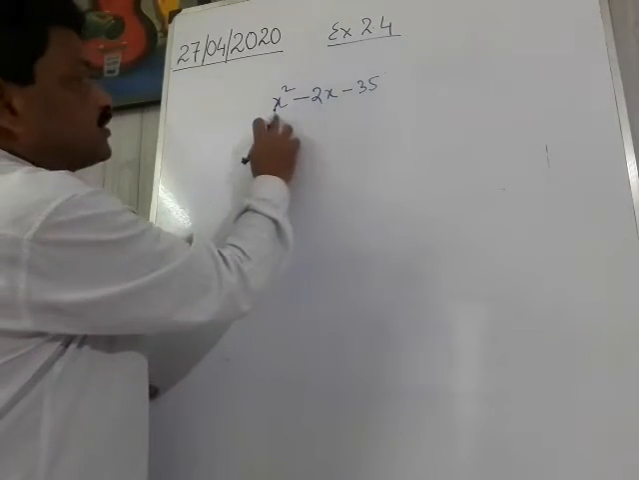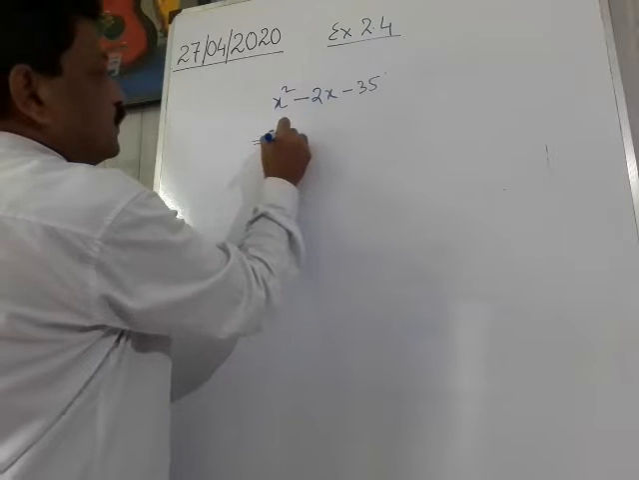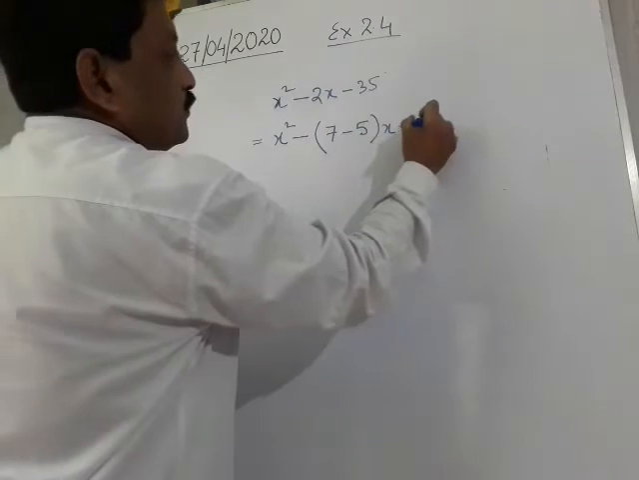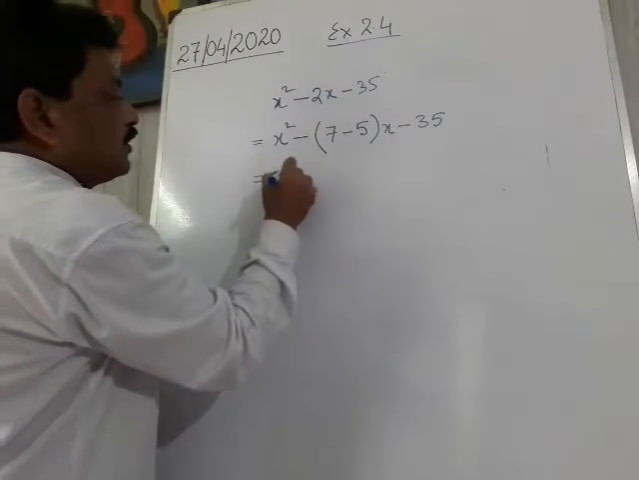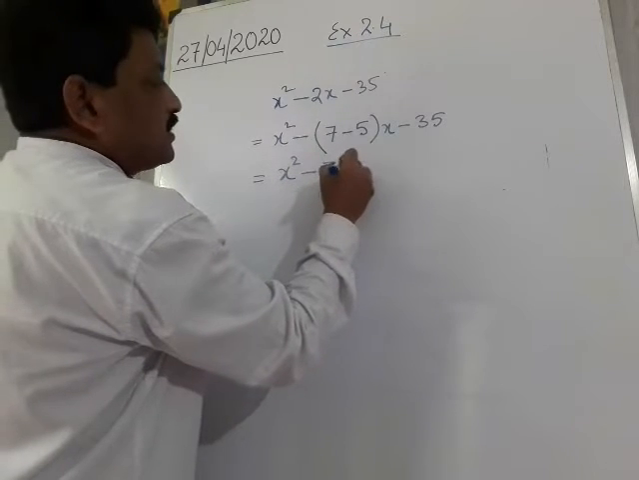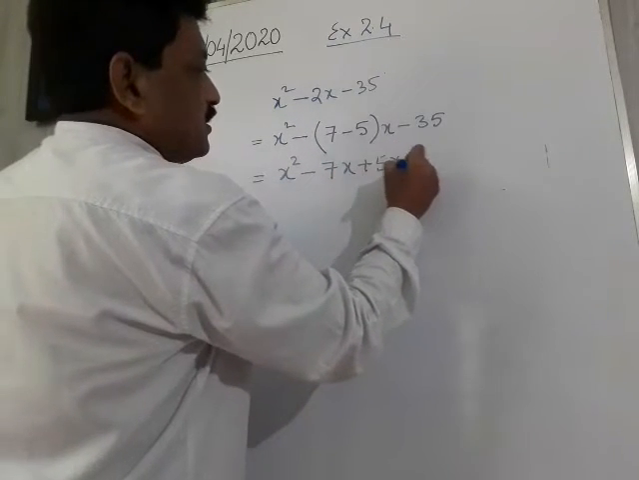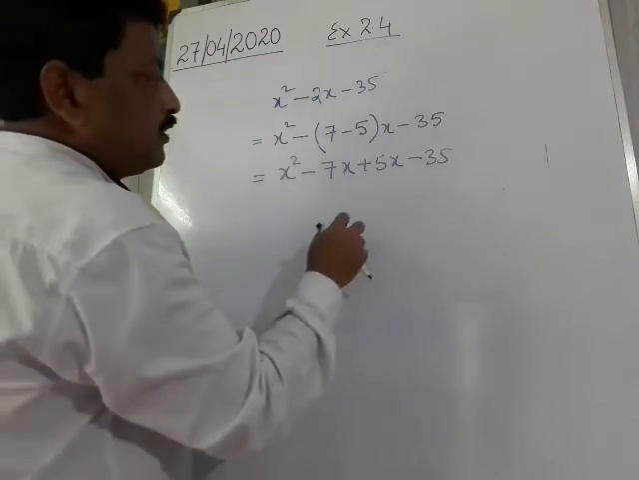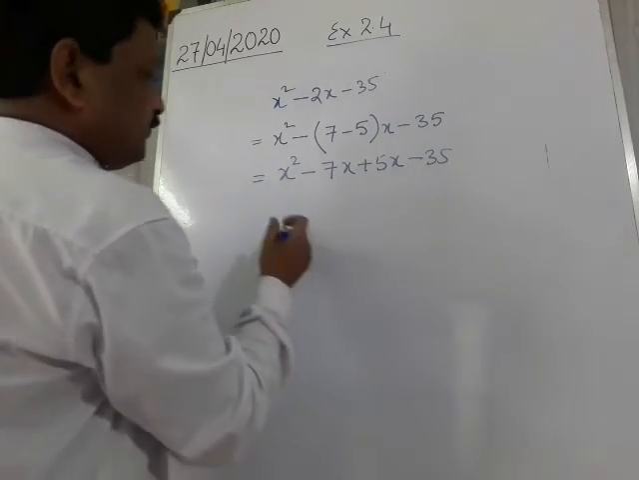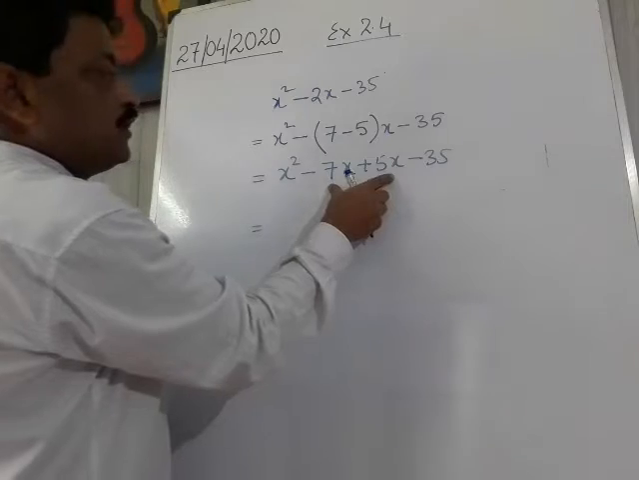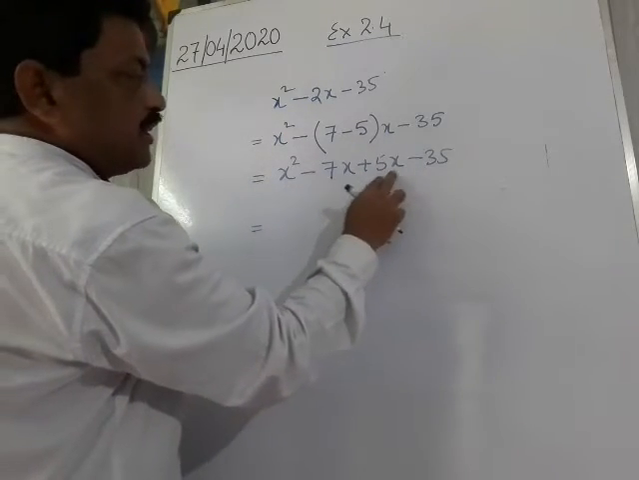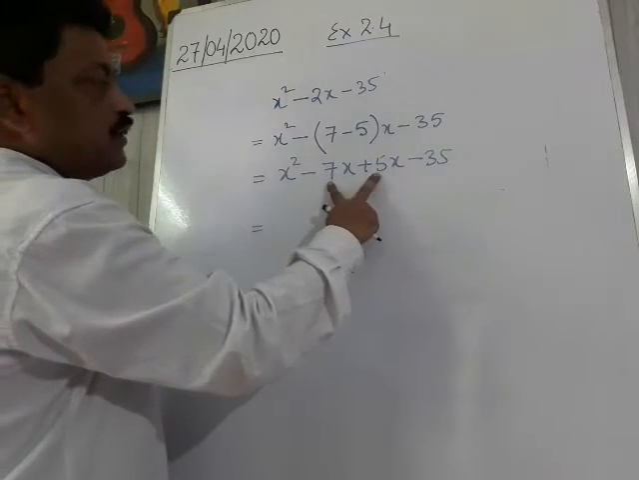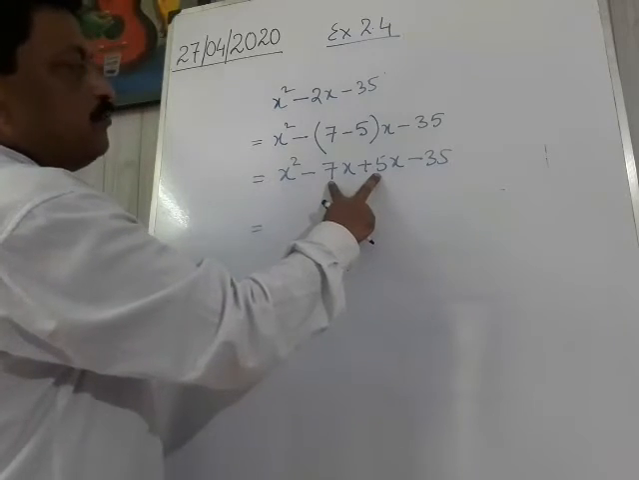The quotient obtained is x square minus 2x minus 35. So by splitting the middle term, I have got x square, this is minus 7x, and this is plus 5x minus 35. Minus 2x is divided into two parts, that is minus 7x plus 5x. Because the sum of these two will be minus 2x, minus 7 plus 5 is minus 2x, and the product of these two will be the constant term, that is minus 7 into plus 5 will be minus 35, it is here.